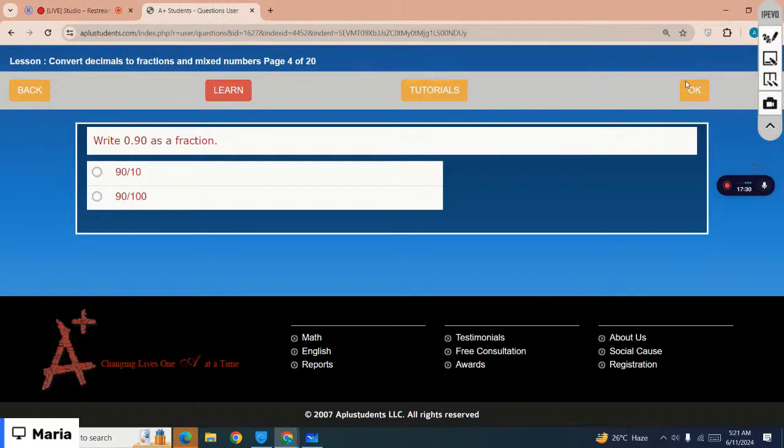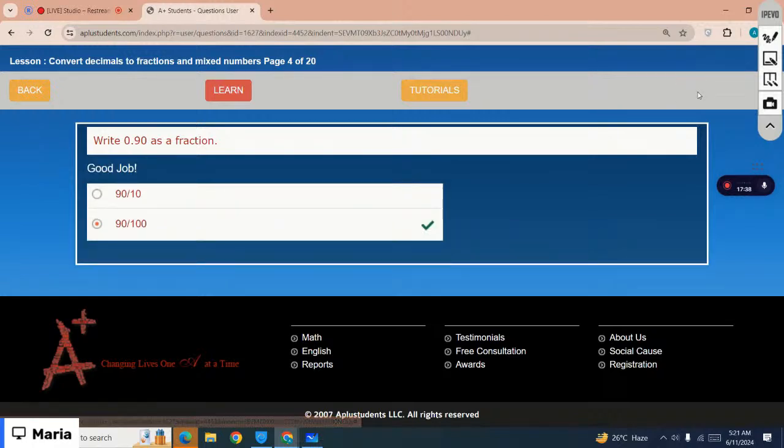Write 0.90 as a fraction. So which is the correct option? Yes, option number 2 is the correct option. That's 90 over 100.